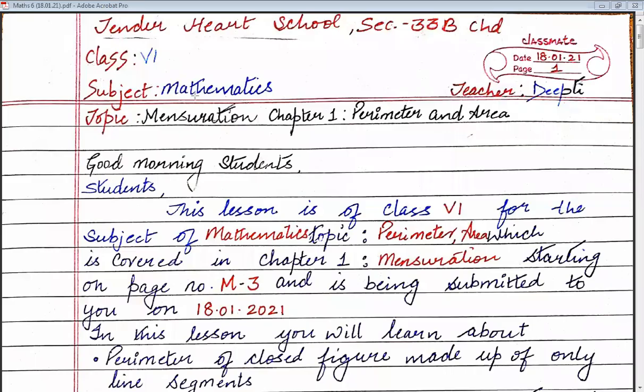Good morning, students. This lesson is of class 6th for the subject of mathematics, topic mensuration, chapter 1, which is perimeter and area, and is being submitted to you on 18th January 2021. Students, in today's lesson, we will learn about the following topics.